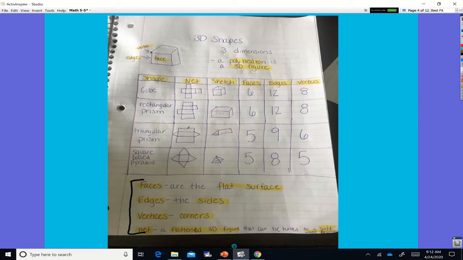So we have our faces. Count 1, 2, 3, 4, 5. That's how we get 5 right here. Our edges. I'm going to look at the sketch when it's folded because some of these are going to connect with each other. So I count 1, 2, 3, 4, 5, 6, 7, 8, 9. Notice I do not count the ones that I already did. That's how we get 9 edges. Vertices, those are our corners. So we have 1, 2, 3, 4, 5, 6. That's where I get 6 vertices. If you have any questions on this, please let me know.